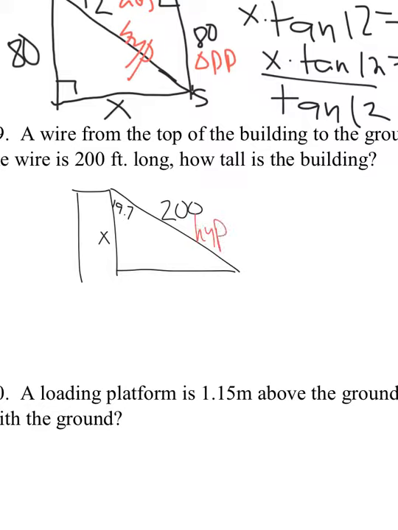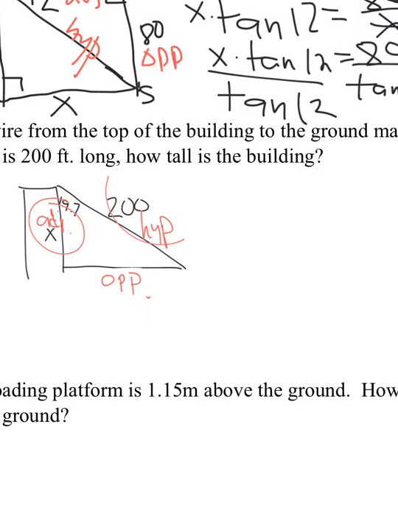So we have hypotenuse, adjacent. That's not adjacent. I'm so used to writing it down there. I'm totally wrong. The 19.7 is up top. So that's opposite. X is adjacent. We're going to use hypotenuse, and that's going to be cosine of 19.7 equals adjacent x over 200 hypotenuse.